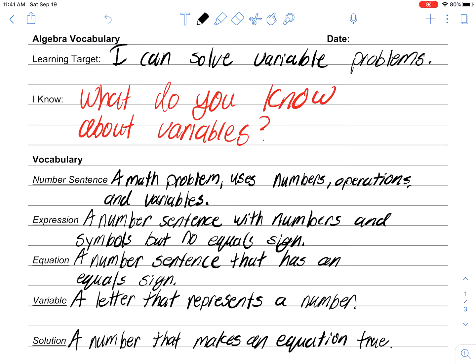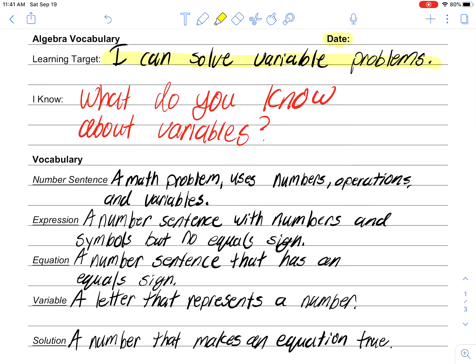Today's video is on algebra vocabulary and a little bit of an introduction to some of the algebra we're going to be doing this year. So hopefully you have your notes sheet out. There is a lot of vocabulary today, so we're going to get started with that. Our learning target is I can solve variable problems.